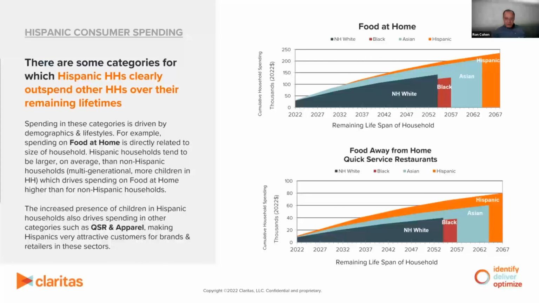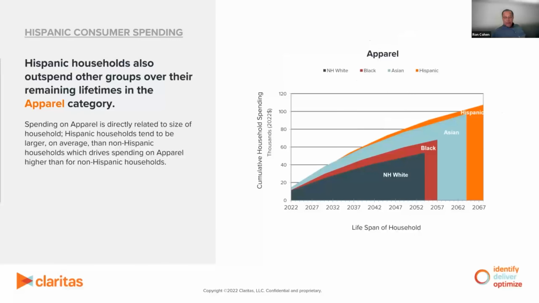As you can well imagine, apparel is another category where this is the case. Any of you who have kids will probably admit that you're spending more on clothing for your kids than you're spending on yourselves. I know I am. I have too. You know how it goes. The spending on clothing is driven by presence of children.